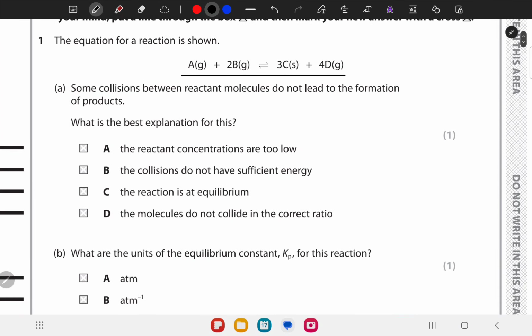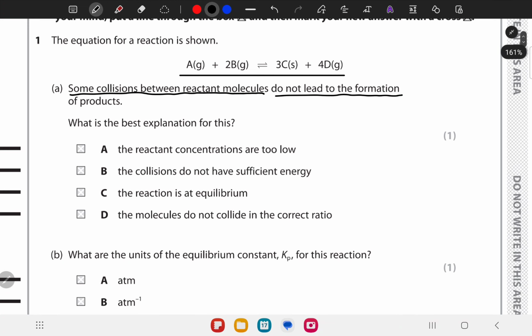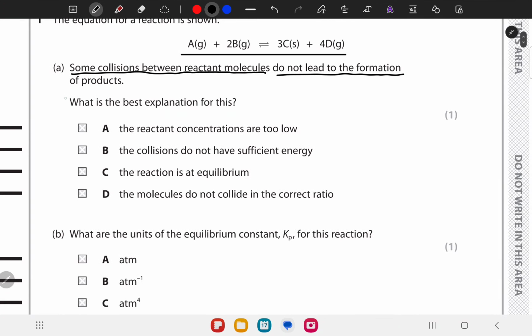In part A, we are told that some collisions between reactant molecules do not lead to the formation of products. We have to figure out which is the best explanation for this. Less collisions are leading to formation. So we are told that some of the collisions do not lead to the formation of products.